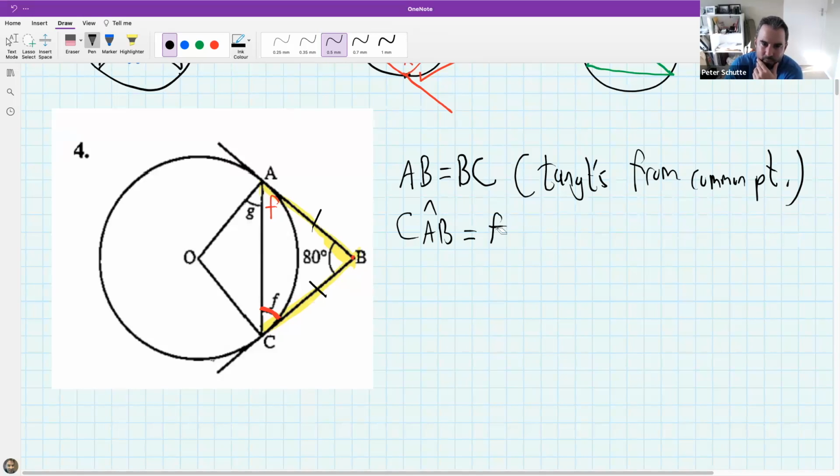Why do I know that CAB equals F? Just as an interesting question, what reason would I use to say why? And I'll explain why I'm trying to say that that's F in a moment.